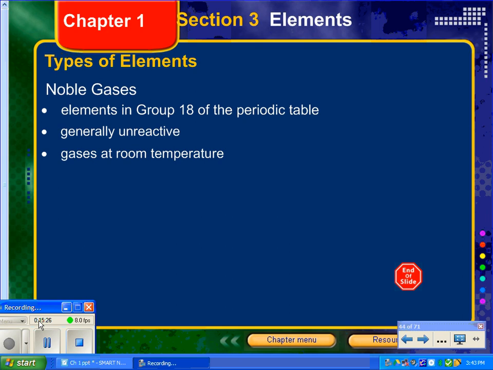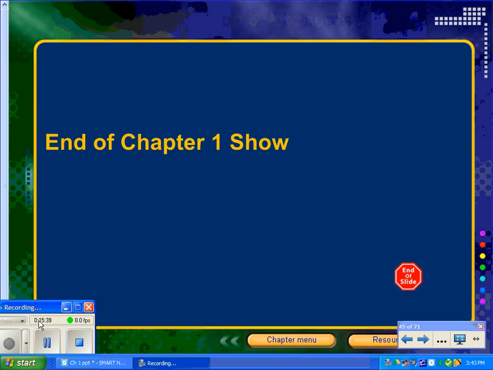And the noble gases, these are in group 18 of the periodic table. These are generally unreactive. They can be forced to react in a lab, but you will not find them reactive in nature. All of these are gases at room temperature. That is the end of chapter 1 notes.